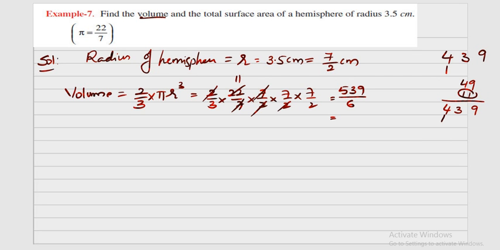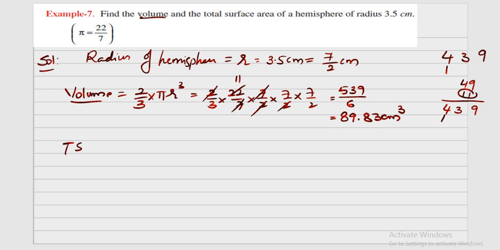So in the 6 table, 6 6s are 36, 6 8s are 48, so I am going to get 89.83 centimeter square. Sorry, not square, it is cube, because we have found volume, right?